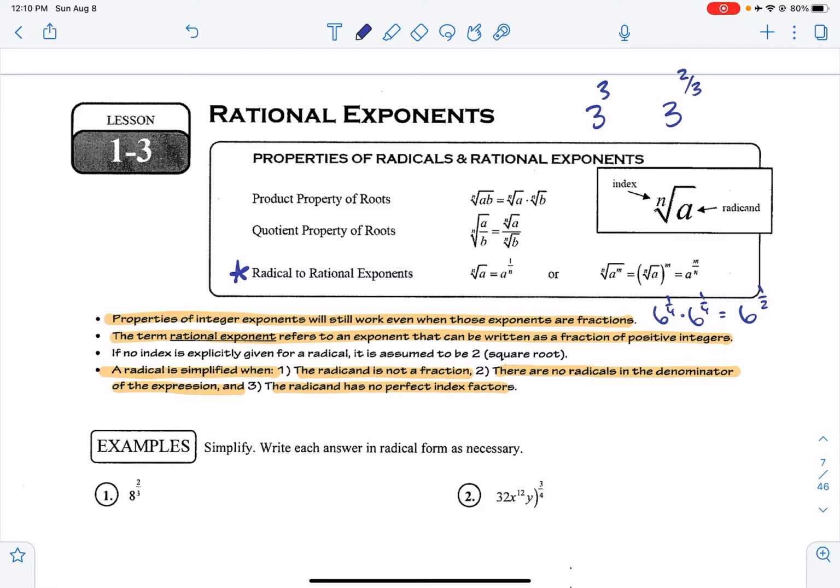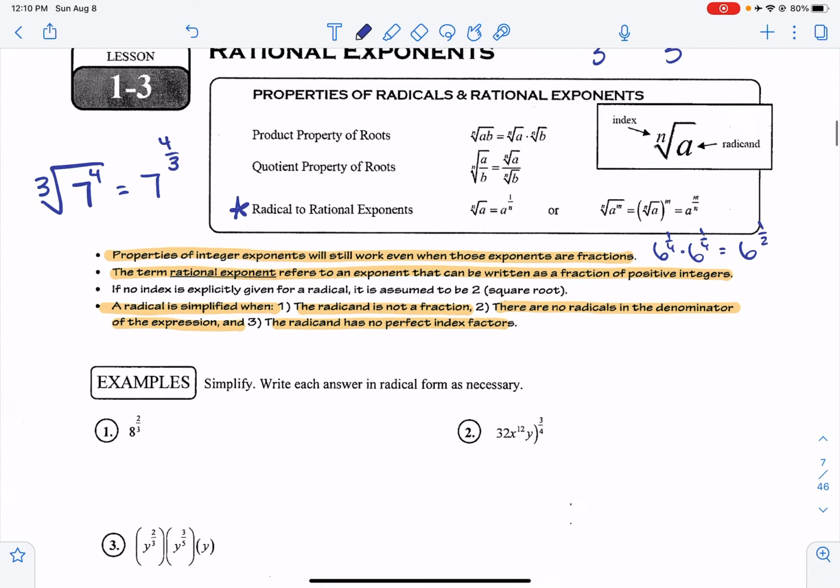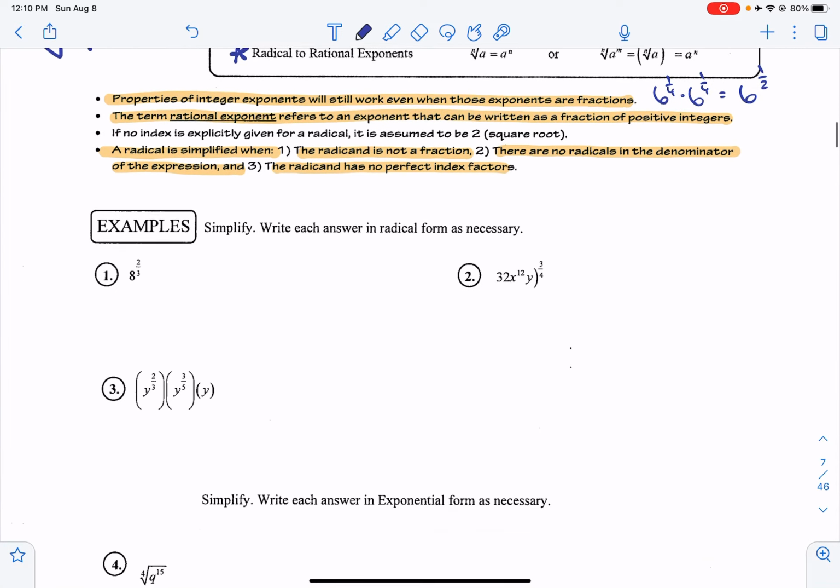So if I had something like the cube root of 7, I could rewrite that as 7 raised to the 1 over 3. Now, sometimes there is an exponent on the inside as well, like this might have a 4, well then that would just go on the top. So whatever the exponent is stays on the top. Whatever the index is, whatever root you're taking, that number goes to the bottom. Let's actually see that in action here. Let's look at a couple examples.